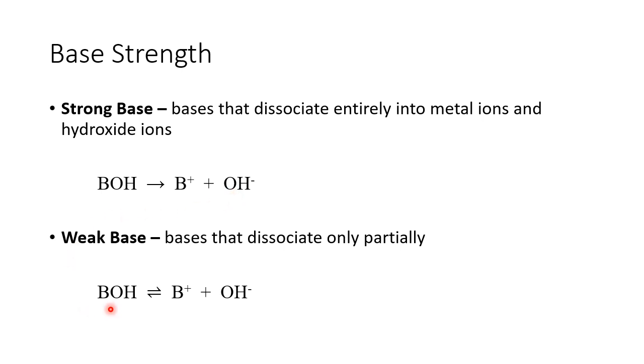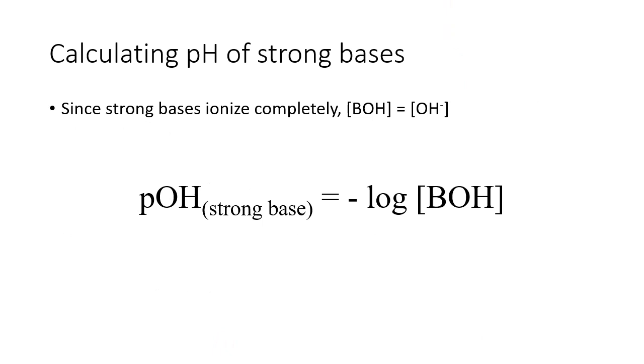We also have a weak base, BOH, which dissociates partially into B+ and OH- ions at equilibrium. So how do we calculate the pH of a strong base? Well, since a strong base ionizes completely, we can assume that the initial concentration of the base will be equal to the concentration of dissociated OH- ions.